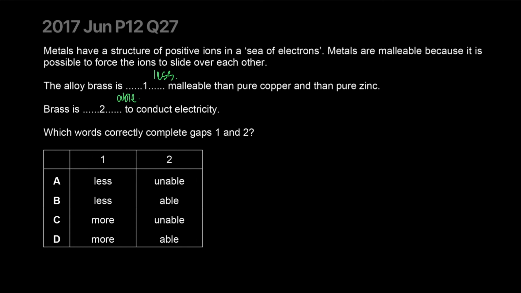Okay, so the answer is B, less malleable. Now, why do you think brass is less malleable? Why is it more towards the brittle side than pure metals? Any alloy is less malleable, or most alloys will be, because here's, let's say, metal A.